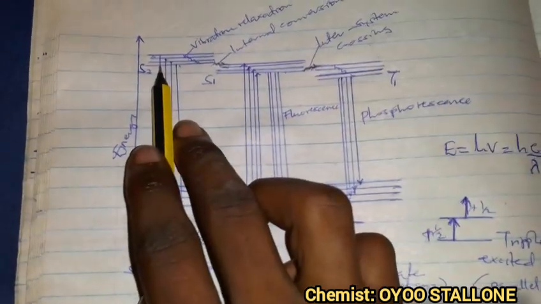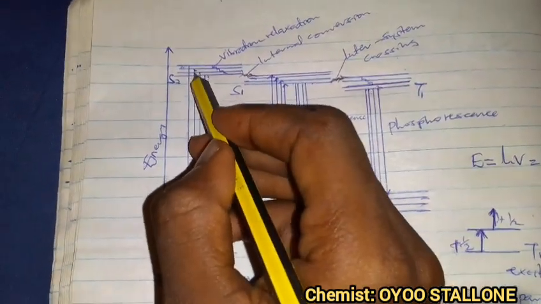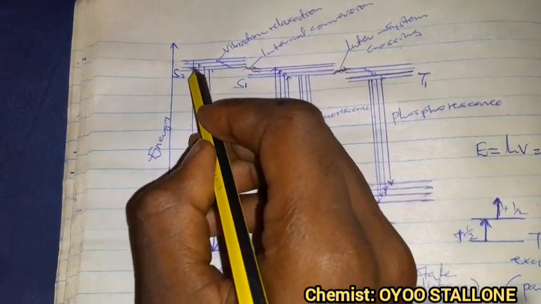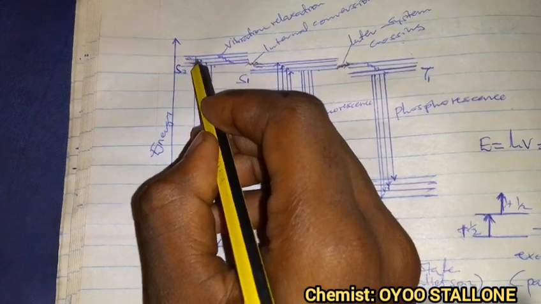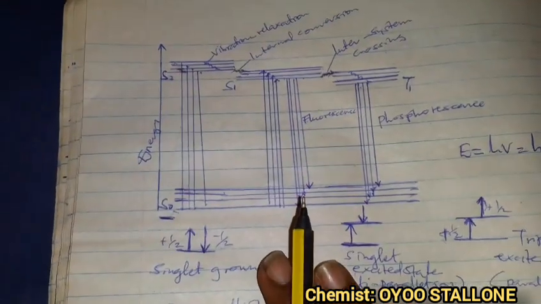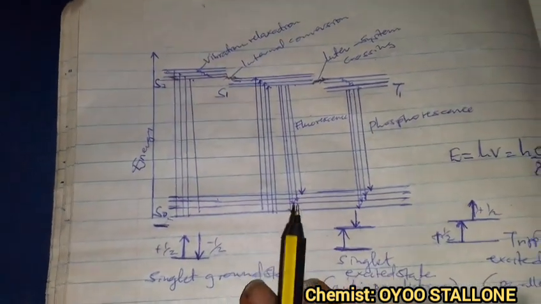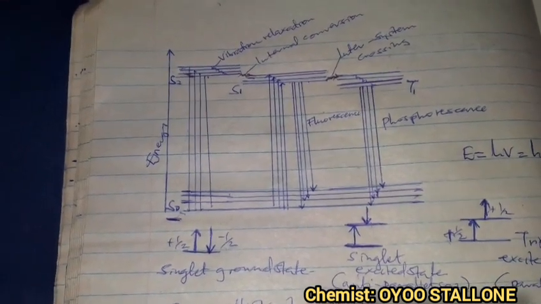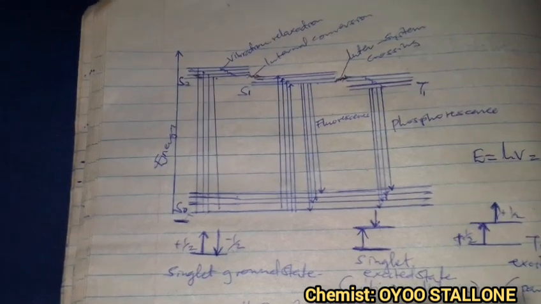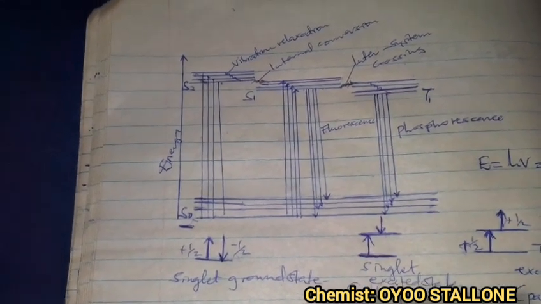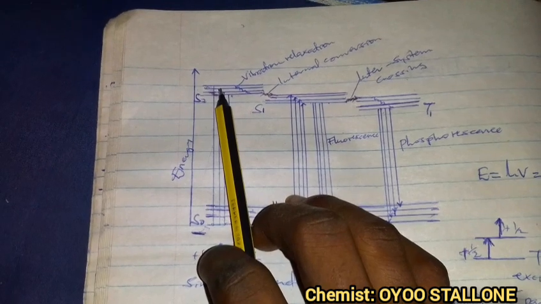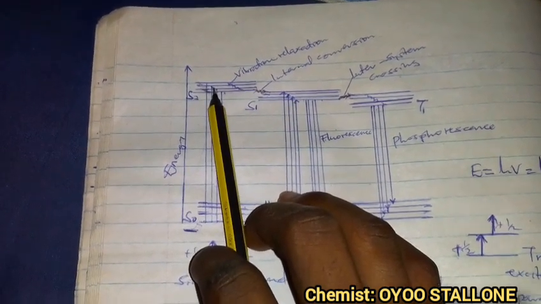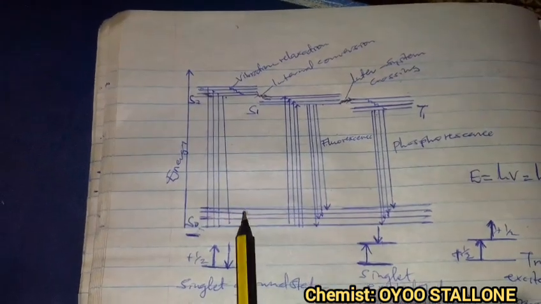What we mean by vibrational levels: these are the vibrational levels. These lines are the vibrational levels. But when the electron is in the higher state, we all know it's unstable, so it tries to come back to the lower energy state. So it loses energy to stabilize itself back to the ground state.